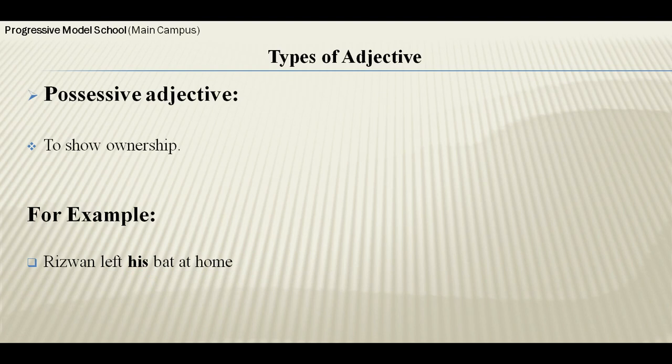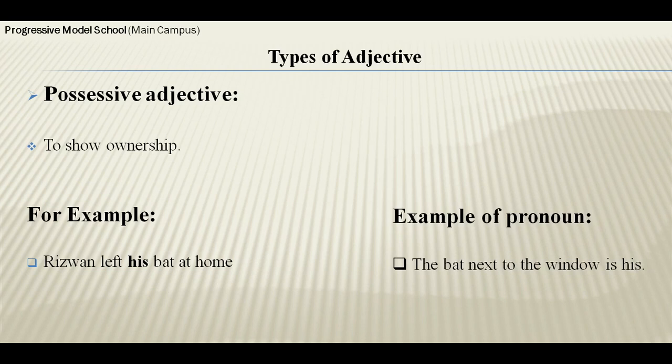Now again, this sounds similar to the possessive pronoun, but there is also a difference. Let me clear it with an example of possessive pronoun. It is an example of a possessive pronoun. The bat next to the window is his. Here, the word his is used instead of a noun. Therefore, it is a pronoun.